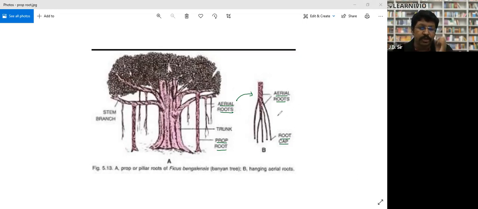When they reach the ground, they become the root part and the upper part converts into the stem, and after some time they start behaving like an independent tree or independent stem. So that's how these are called prop roots, right? Again the prop root becomes a tree-like structure, then again prop root. So that's how the banyan spreads.